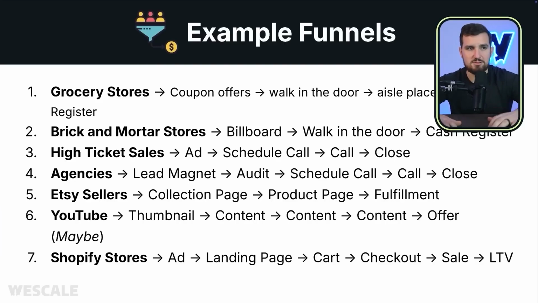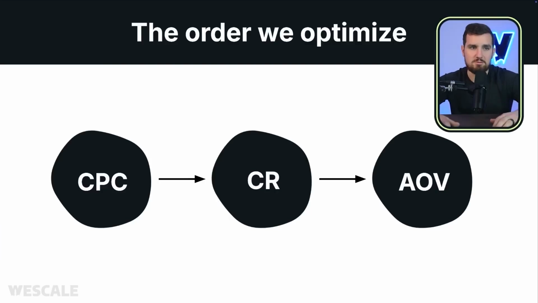Then for Shopify stores, it's our ad to our landing page, to our cart, checkout, sale, and then our lifetime value. So the order that we optimize in is our cost per link click. So what's the cost of our traffic? And really hear this part, because this is it. This is the whole thing. This is the most simple slide, but it's the most important because this is the order that we should be turning our brain on and off.